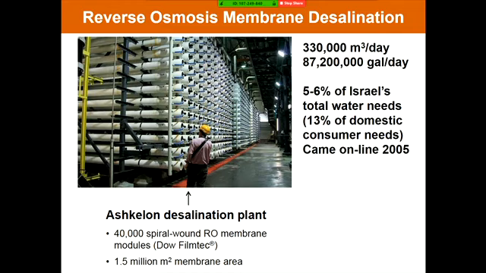This is from the Ashkelon desalination plant on the Mediterranean, and it has 1.5 million square meters of membrane area in it. This is about the same size plant that is being projected to do carbon capture and sequestration from a standard coal-fired power plant. So the use of membranes at very large scale like this is well known. This is the water production, and it gives a fair fraction of Israel's water.